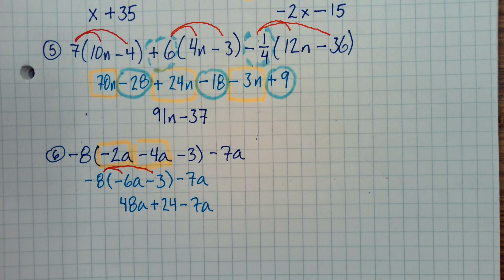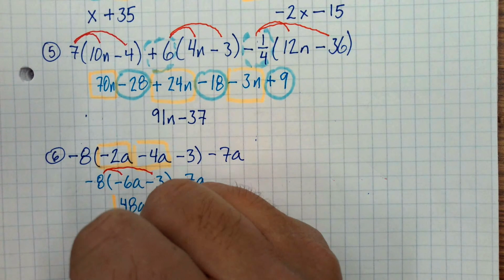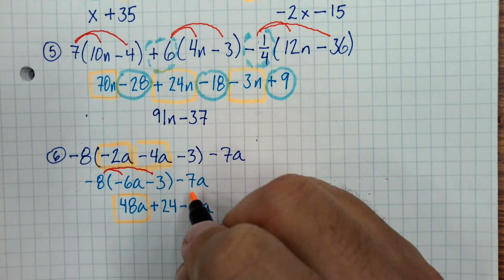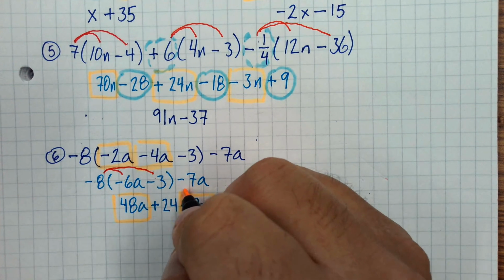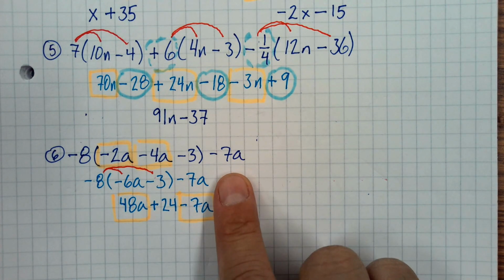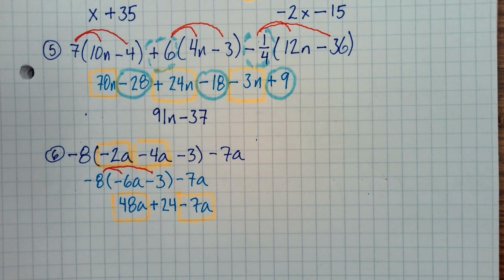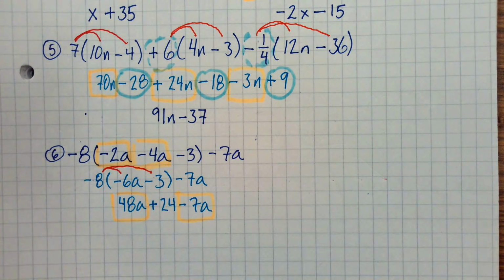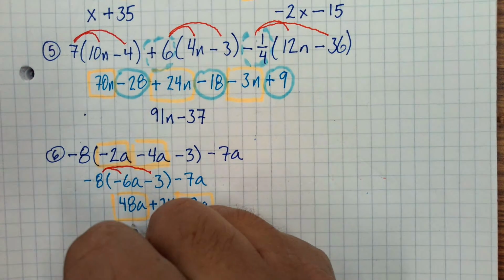Okay. So anything else we can do? Yes. We can combine 48a with negative or minus 7a. Definitely do that. Usually you want to look out, can I combine anything, like we just did here? We could. So combine it, then distribute. And then look again, can I combine anything? And we can, so that's going to be 41a plus 24.